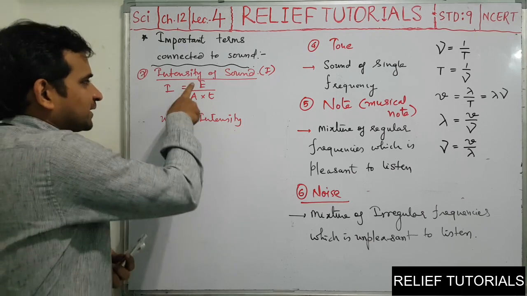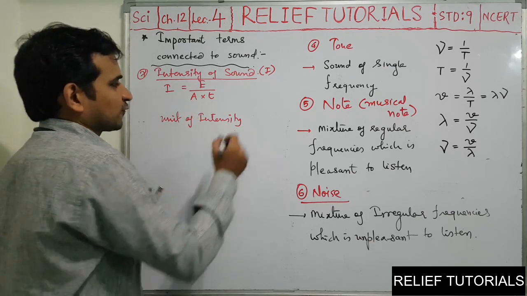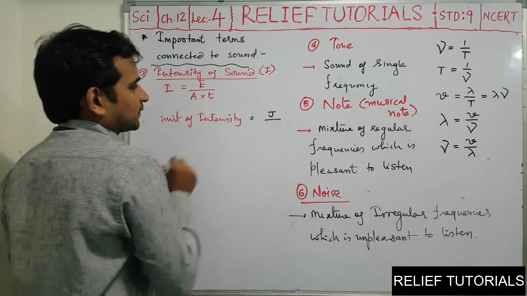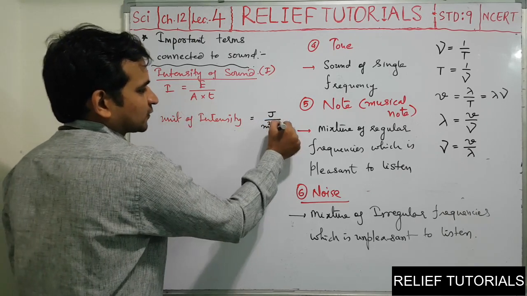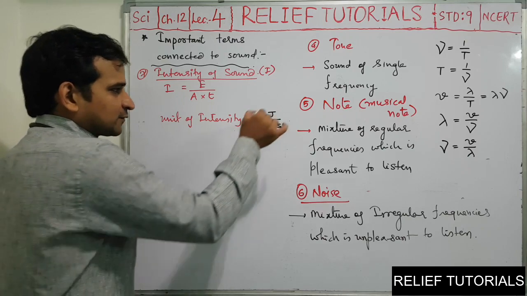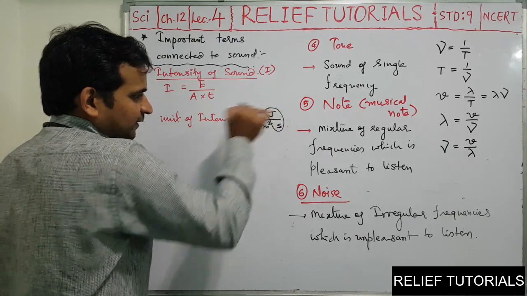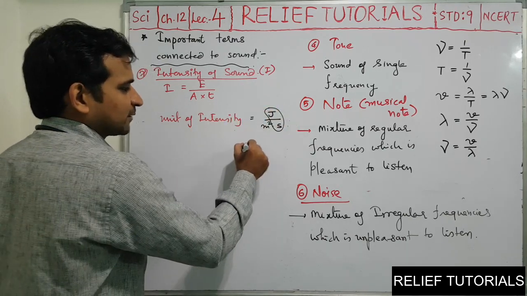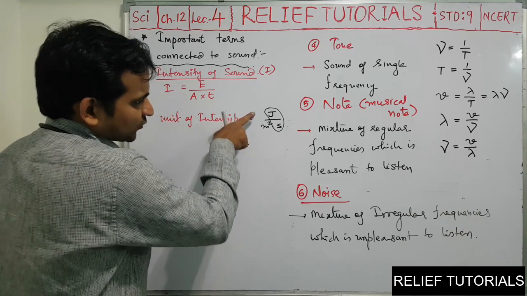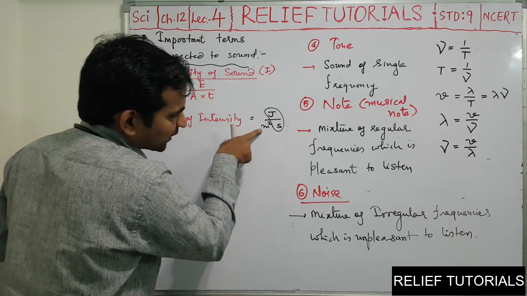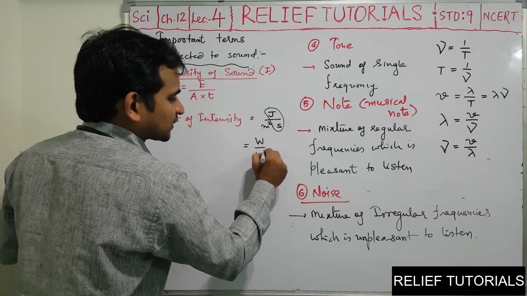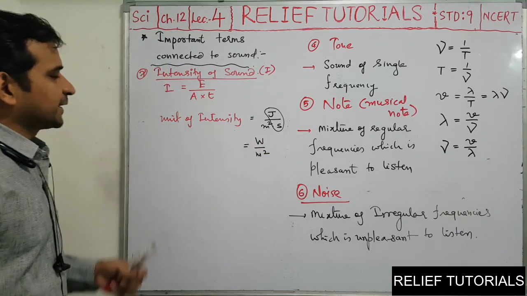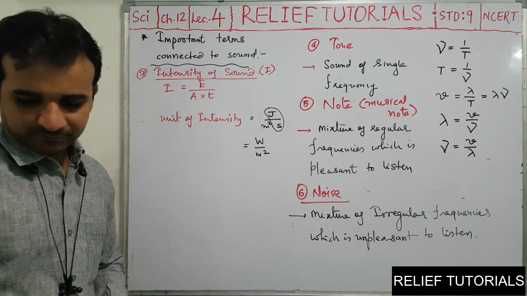Unit. See, energy is always measured in terms of joule, area in terms of meter square, and time in terms of second. As we know, joule per second is represented by watt. So it is watt, and in the denominator we have meter square. So watt per meter square is the intensity of sound.